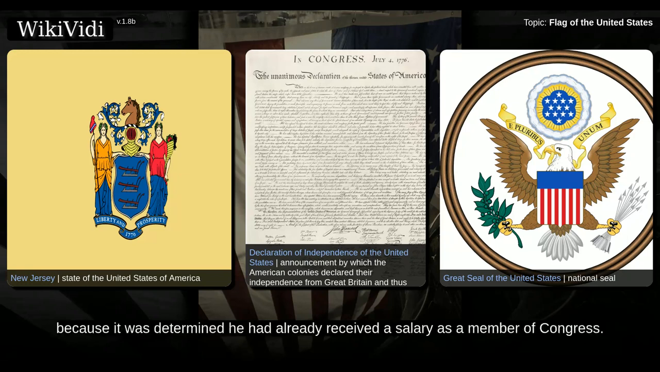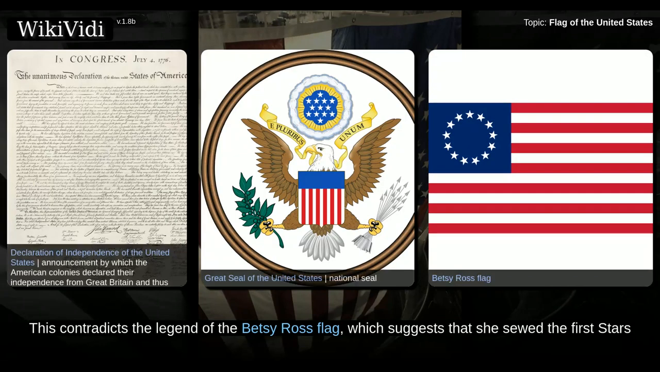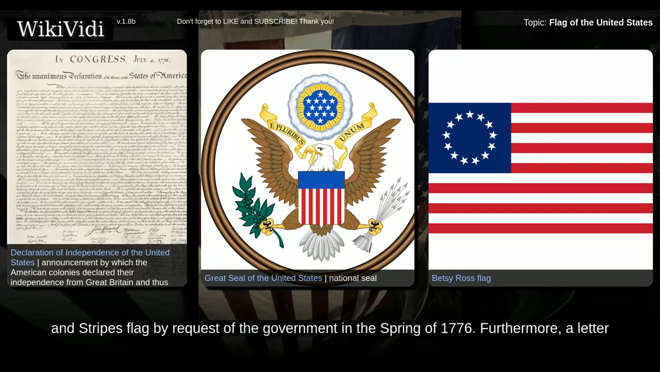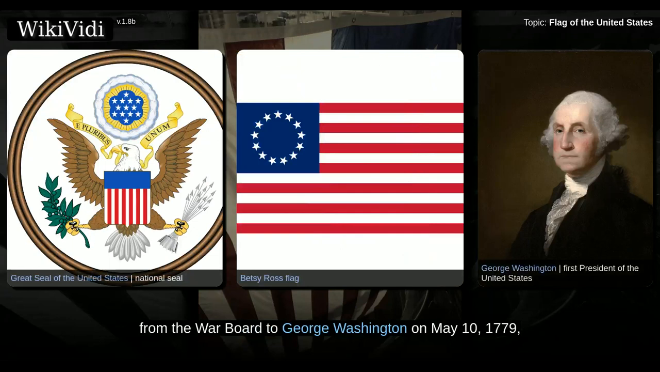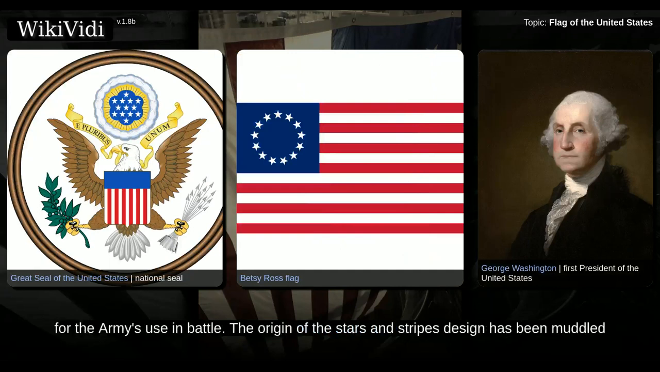This contradicts the legend of the Betsy Ross flag, which suggests that she sewed the first stars and stripes flag by request of the government in the spring of 1776. Furthermore, a letter from the War Board to George Washington on May 10, 1779, documents that there was still no design established for a national flag for the army's use in battle.